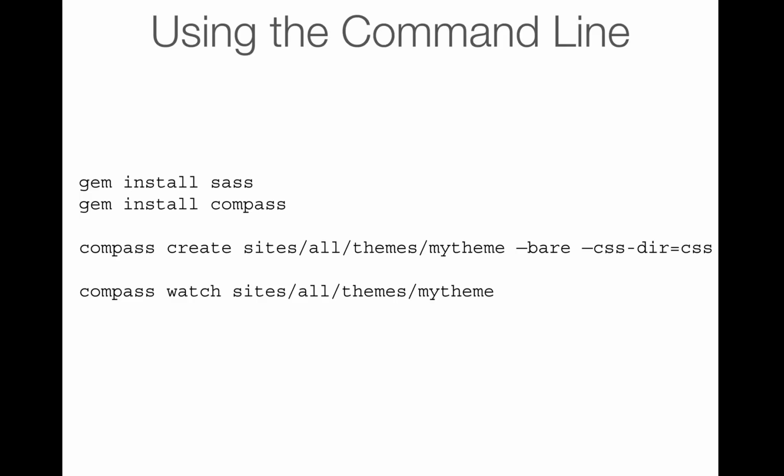And just one note here on the line that says compass create, and then it's the path to the project that you want to create. That should be a double hyphen bare. That just means don't add any extra folders, only add one for the Sass and one for the CSS. And then the next little argument that you're passing, that should be hyphen hyphen css-dir equals css. That just means set up a folder called CSS for my CSS files.